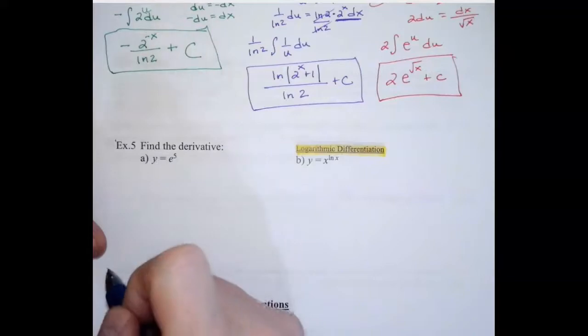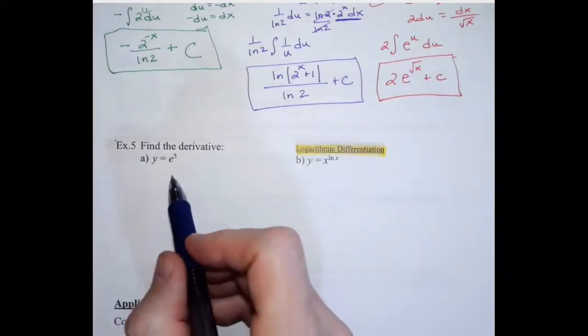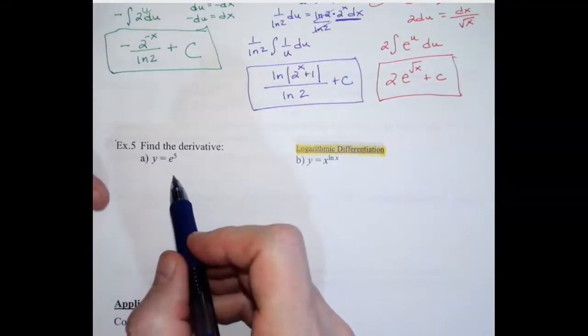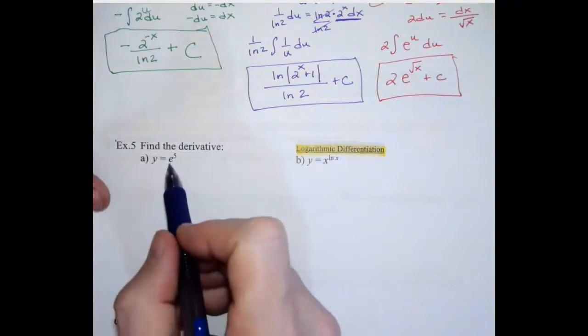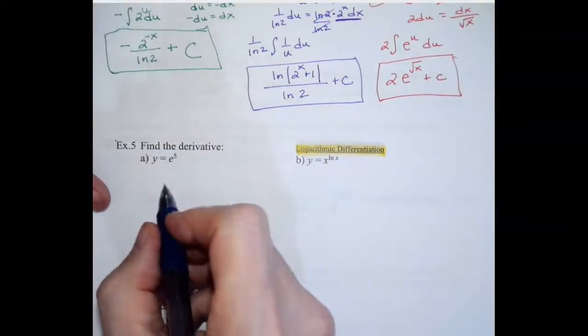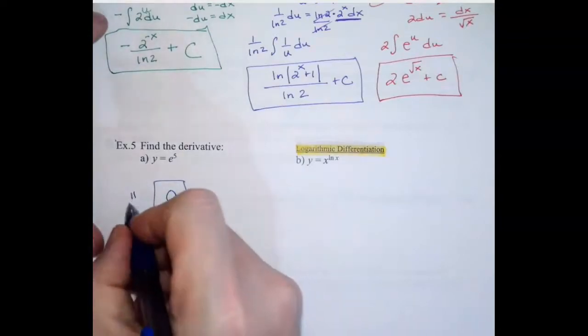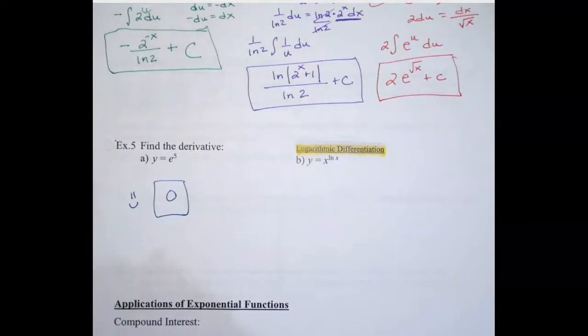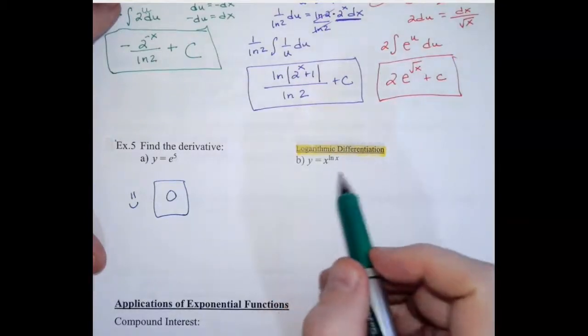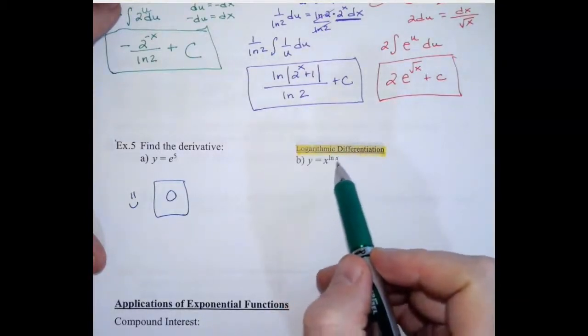This is a constant. e to the 5th is 2.71828 to the 5th power, so this is just a number. When we take the derivative of a constant, we get 0. It's kind of like if I had pi to the 5th power. The derivative of pi to the 5th power is also 0.